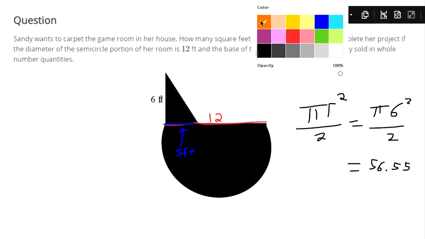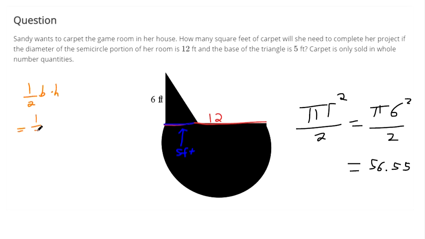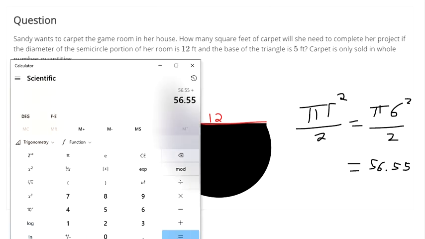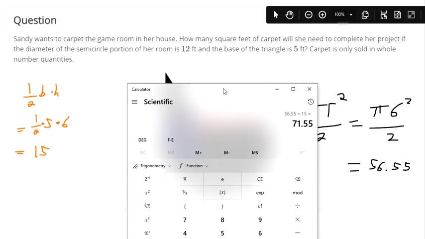And then the area of a triangle is just 1/2 times the base times the height. So the area of that black triangle up there, the base is 5 and the height is 6. So we got 15 for that area. So if you add the area of the semicircle plus the area of the triangle, 71.55, and since the carpet's only sold in whole numbers, we got to round that up to 72.